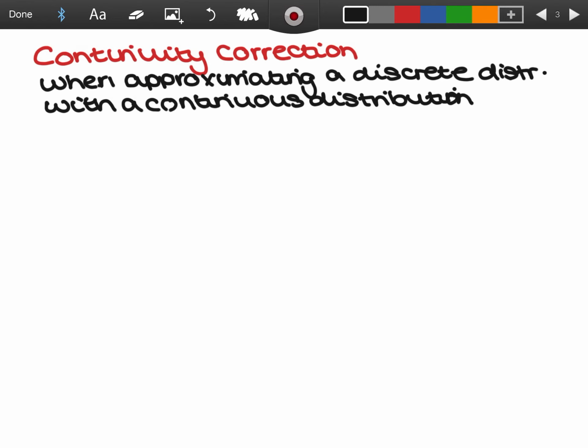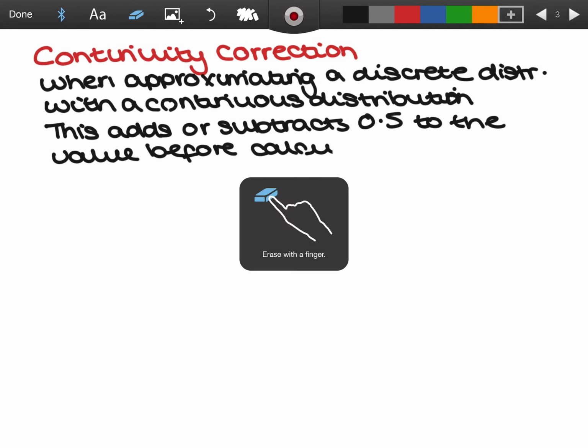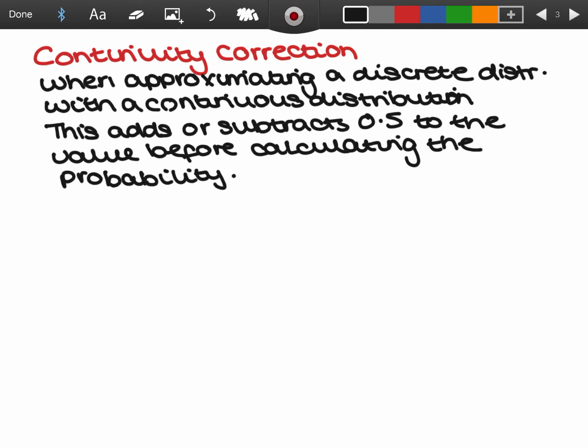So what it does is this: it adds or subtracts 0.5 to the value before calculating the probability. I'll show you first how this works and then we'll do some examples.